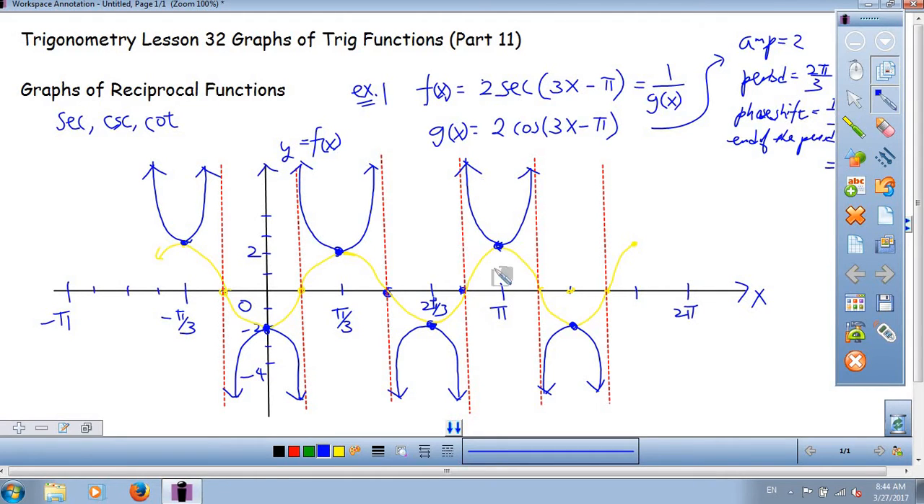And of course cosine has no asymptote, but secant has asymptotes. And so this is just a quick sketch of a secant graph. So as you can see, if you understand how to graph cosine and sine, once we graph cosine, we can graph secants very easily. It's going to be the same thing for cosecant. So let's go ahead and try an example for that.